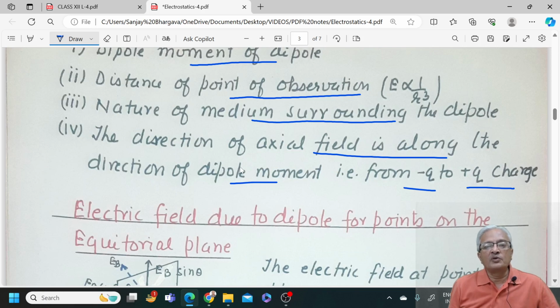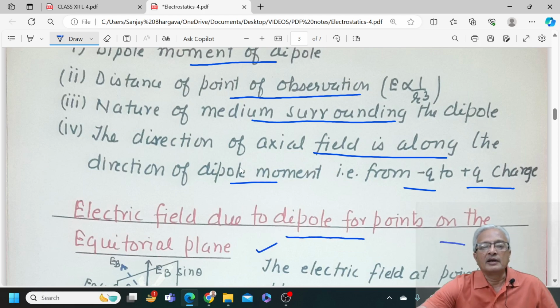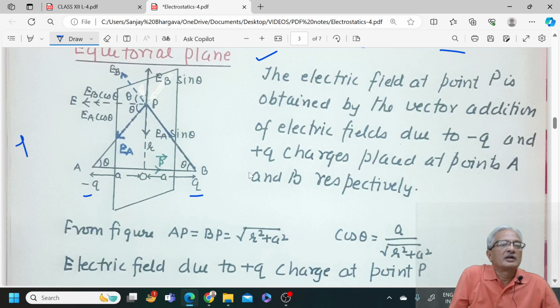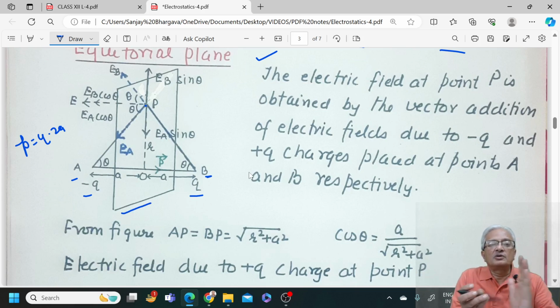Another field that needs to be calculated is the electric field due to a dipole for points on the equatorial plane. So let us think about a figure here. We have the charges minus q and plus q. That means we have once again selected a dipole such that the dipole moment p is equal to q times 2a. Minus q charge is placed at point A, plus q charge placed at point B. Then we choose a point of observation P, which lies on the plane perpendicular to this dipole.